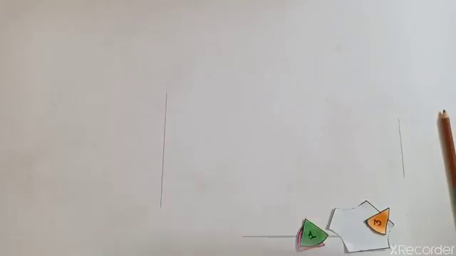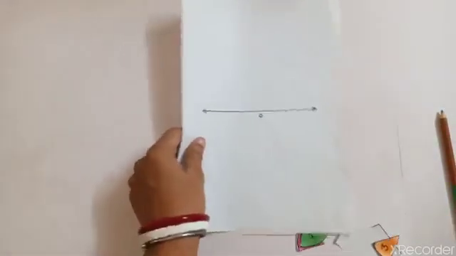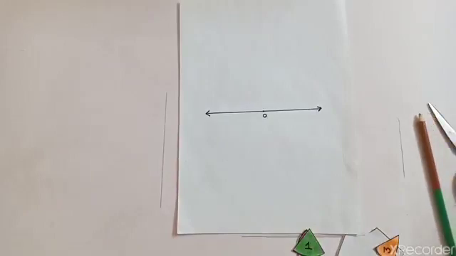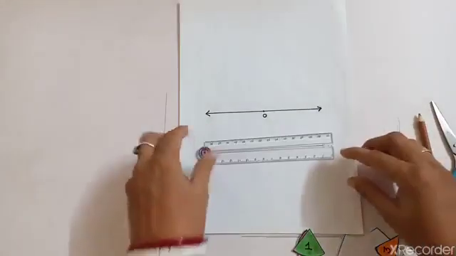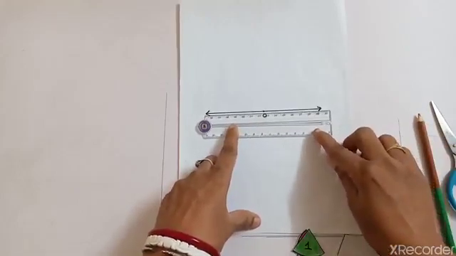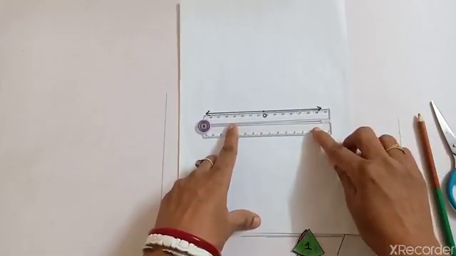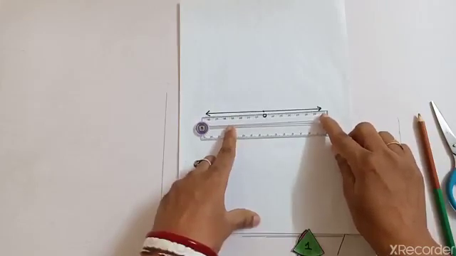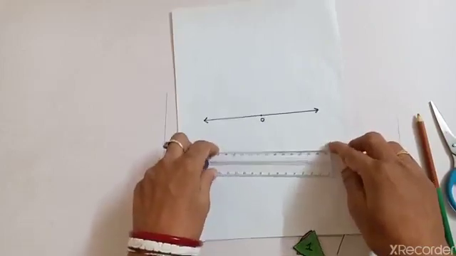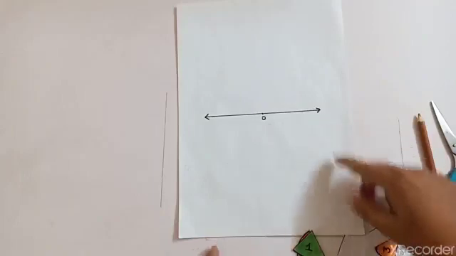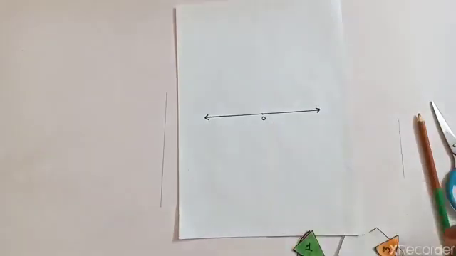Now for this, you will have to draw a straight line using a scale. Here I have drawn. So you know how to draw a straight line, and you will put an arrow here. The arrowhead shows that it can be extended to infinity in both directions. And then you will take a point O on the straight line. Now what I am going to do?